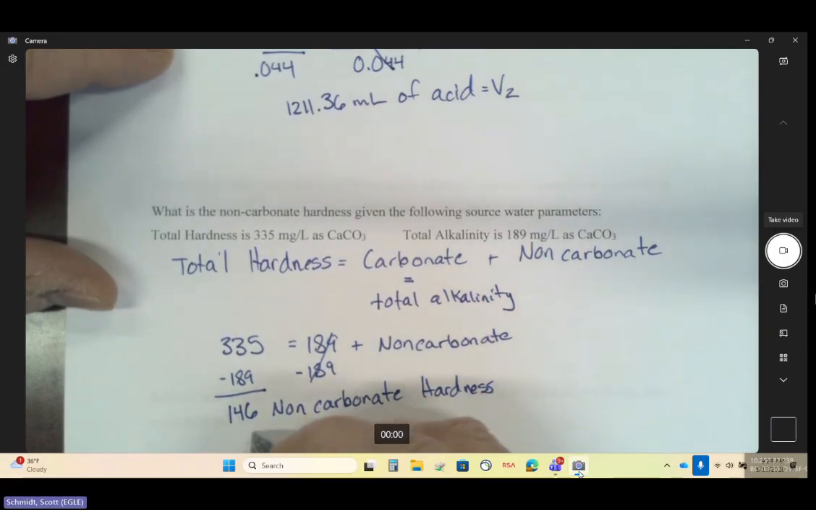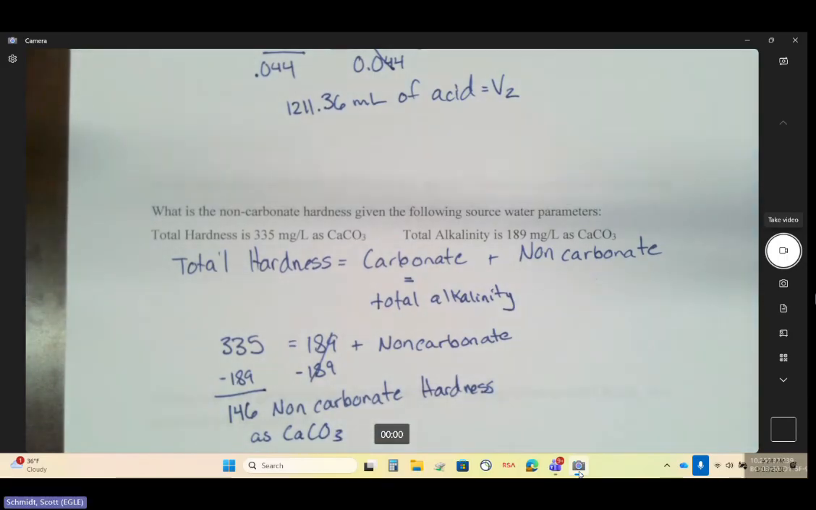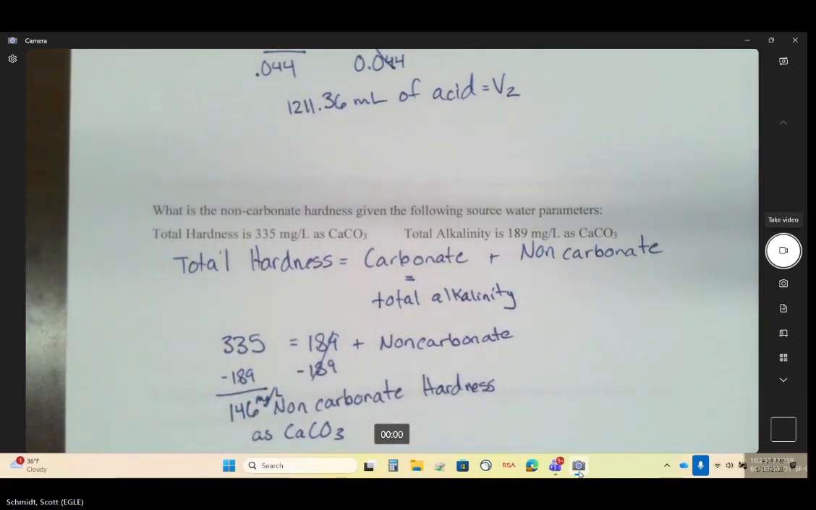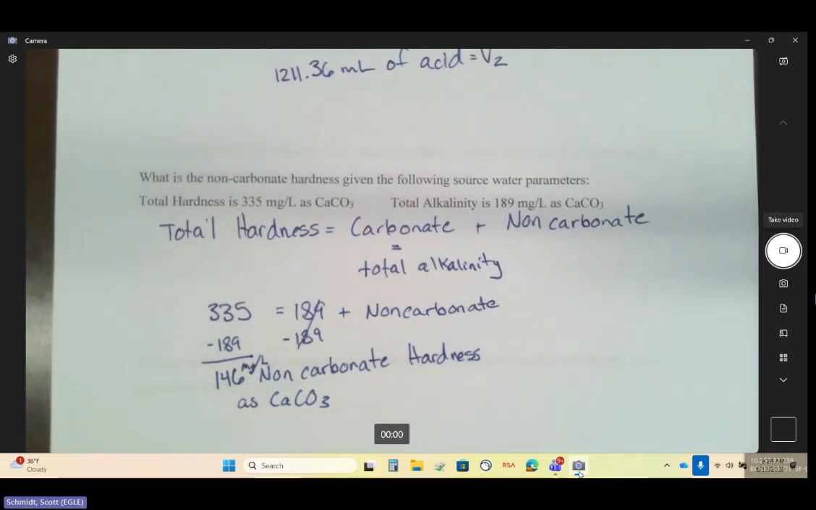And this is probably as CaCO3, milligrams per liter, as CaCO3. But that's it. That's all there is to that question. So that's a little thing to keep in mind, that total alkalinity and carbonate hardness are almost always equal to each other.